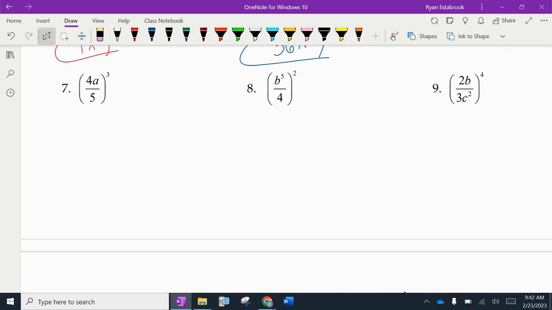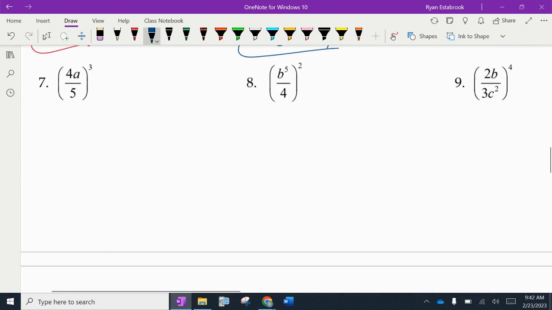All right, one more row in this set. And what do all 3 of these problems have in common? Fractions. Fractions sometimes make problems more difficult. I don't think so in this case. We just have a little bit more distributing to do. So in this problem number 7, the 3 is going to all of those terms. We're going to have 4 to the third, a to the third, over 5 to the third.